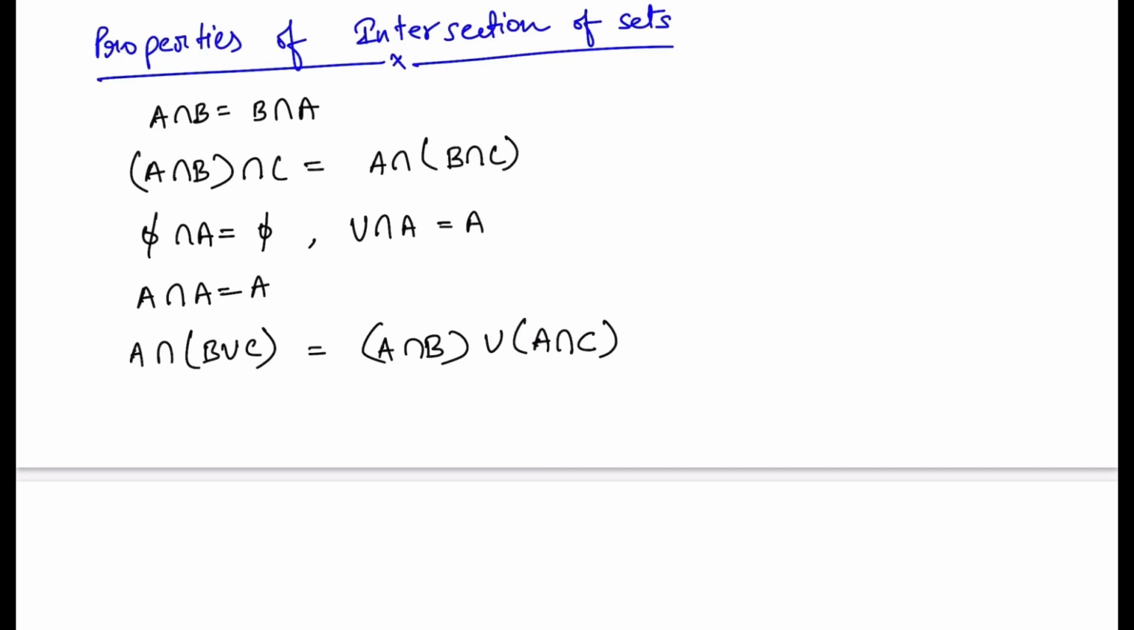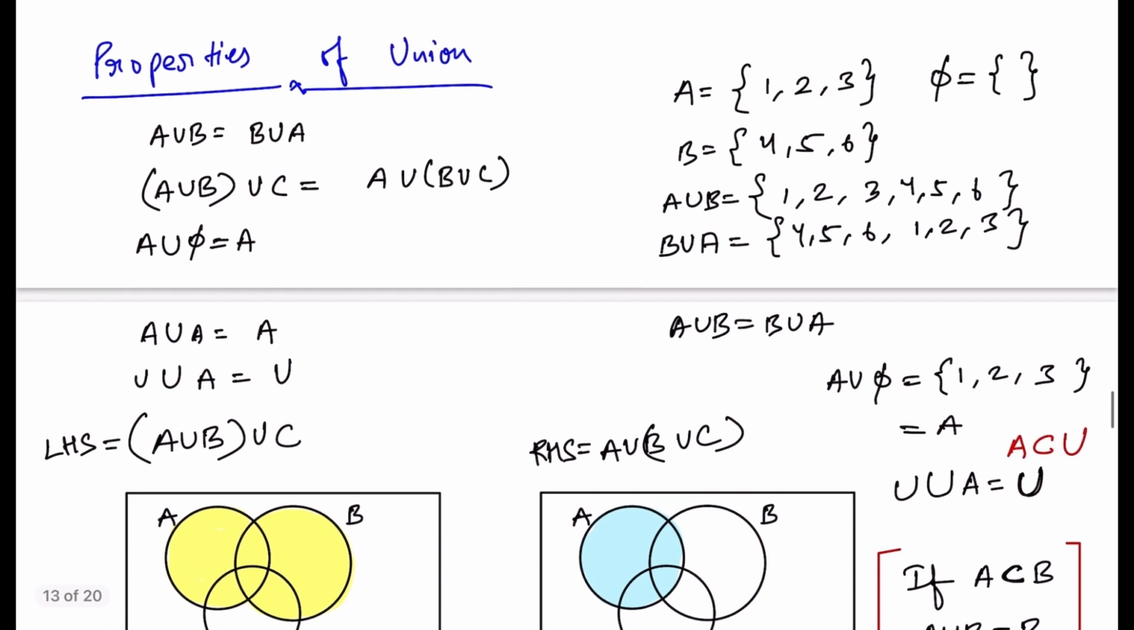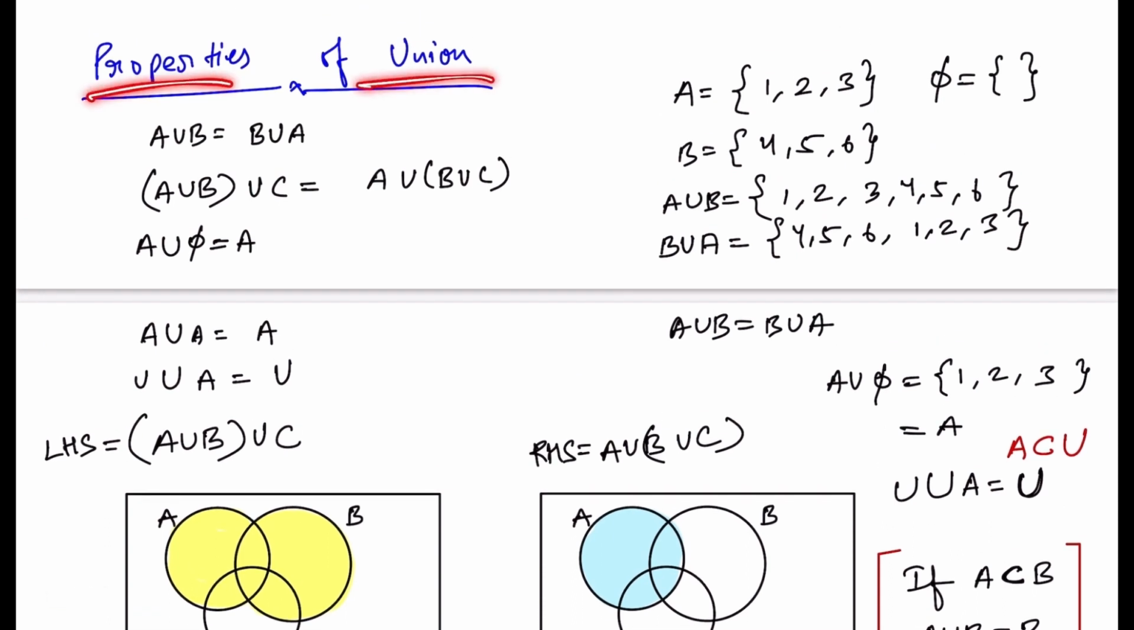Next we'll move on to the topic properties of intersection of set. So this is our topic, properties of intersection of set. In the previous topic we have seen properties of union of set. In that we have discussed these 5 properties.